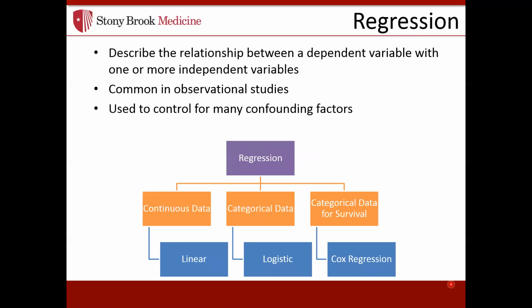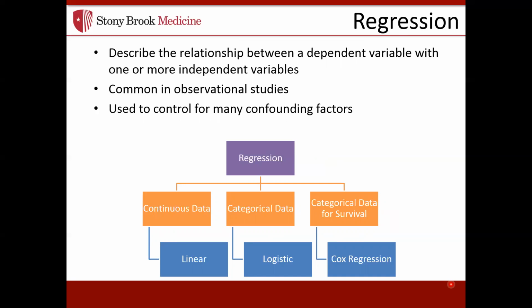Now let's look at regression. Regression analysis is for one or more independent variables. This is commonly employed in observational studies to control for confounding factors. So in order to do a regression analysis, you would have to look at your data first and then accordingly select the right type of regression.